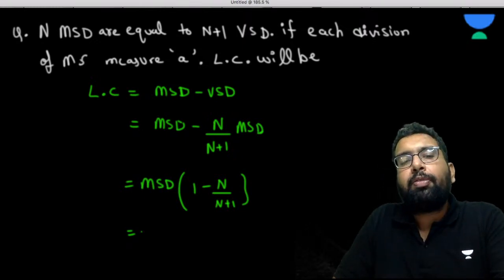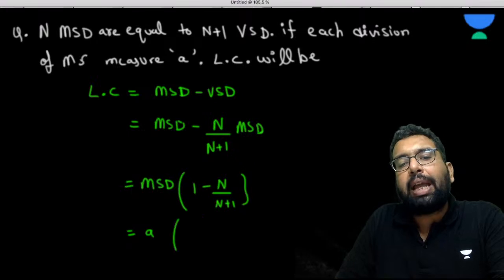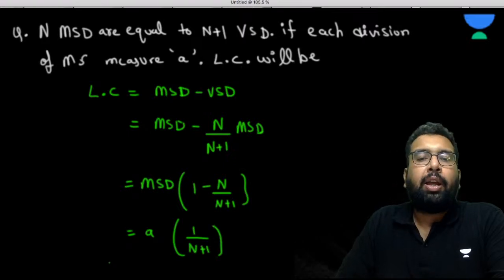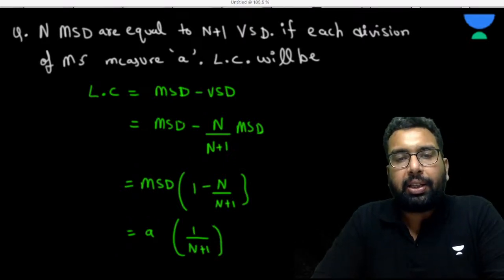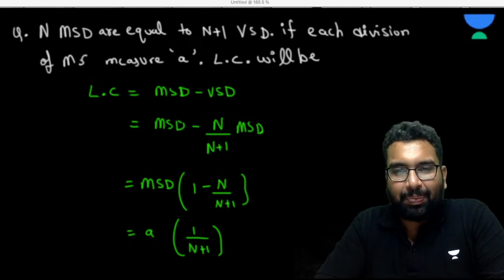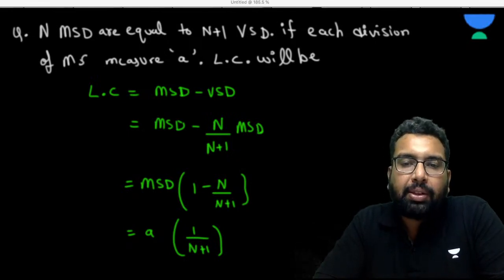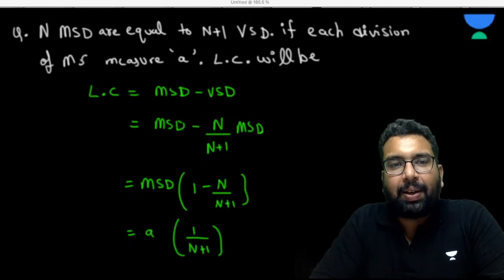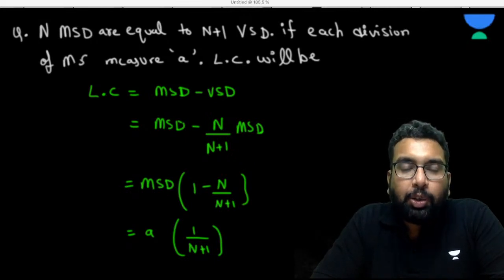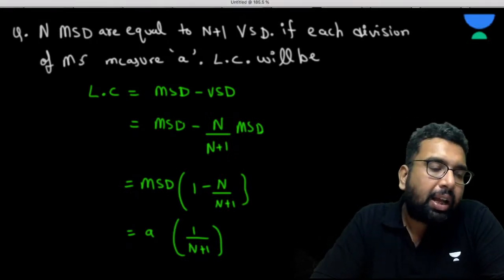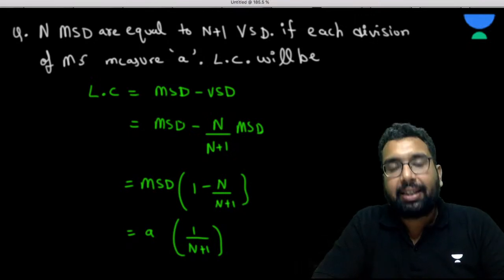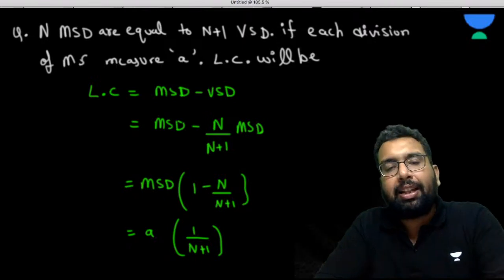So we can put the value of A here. So this is going to be n plus 1 minus n, so it is going to be 1 upon n plus 1. Okay. So what is the least count? Least count is A upon n plus 1. Right? No problem at all. So, sir, this is how we can find the least count of a Vernier scale.